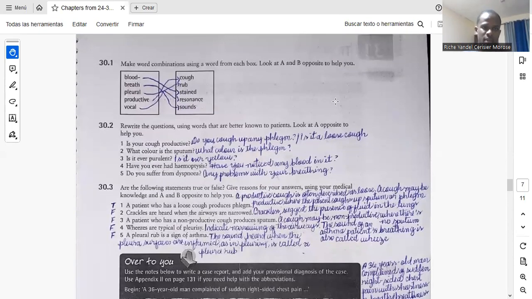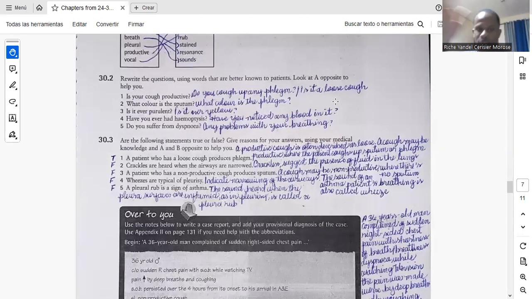Next, 30. Make word combinations using a word from each box. Blood stained, breath, resonance, pleural, rub, productive, cough, vocal resonance. Rewrite the questions using words that are better known to patients.